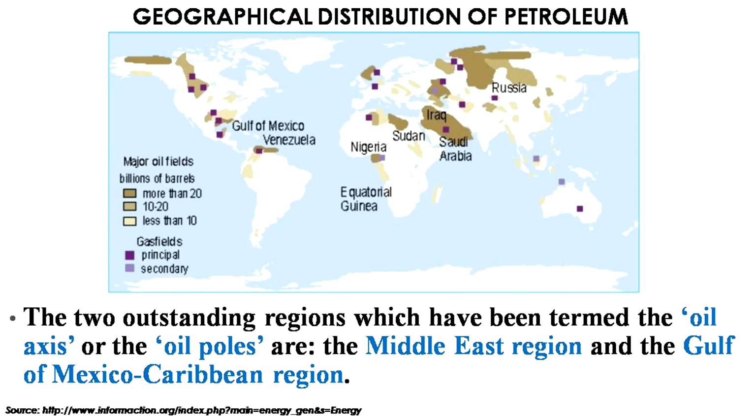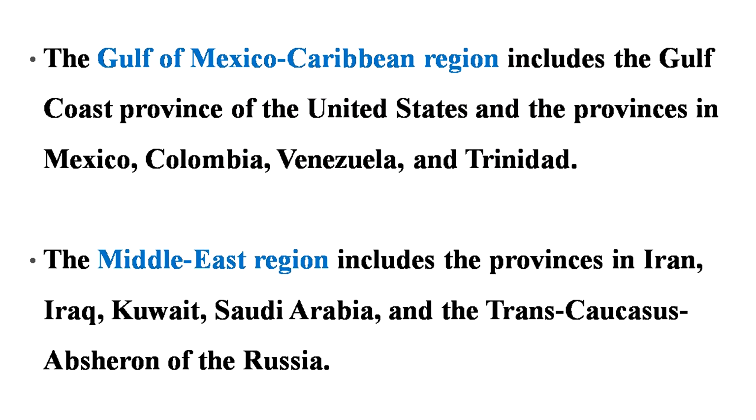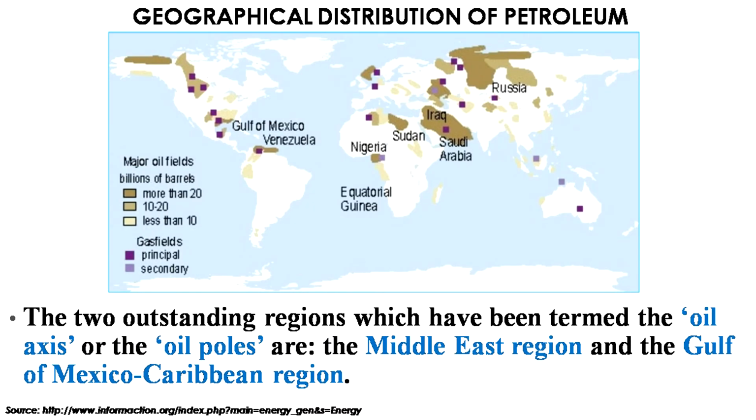Now, if you plot all these in a world map, you would notice that there are two outstanding regions which have been termed as the oil axis or the oil poles of the world. The first one is, as I mentioned, the Middle Eastern and the Balkan region, that is the region around the Caspian Sea and the Russian part, where you have a large amount of oil. The other pole exists in the Gulf of Mexico, Venezuela region in part of North and South America, which has another 50% of the oil. So, these two are called the oil poles of the world.